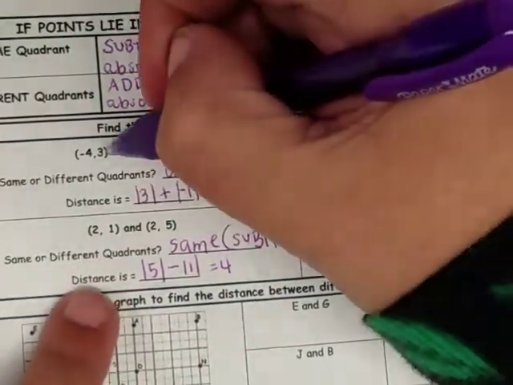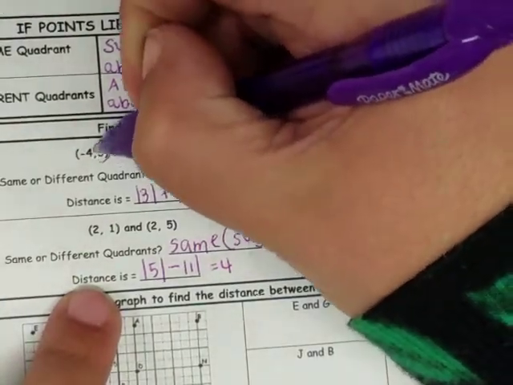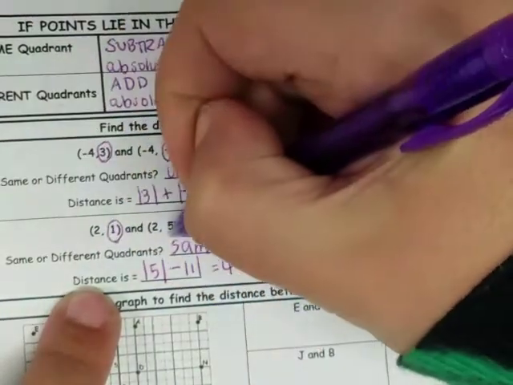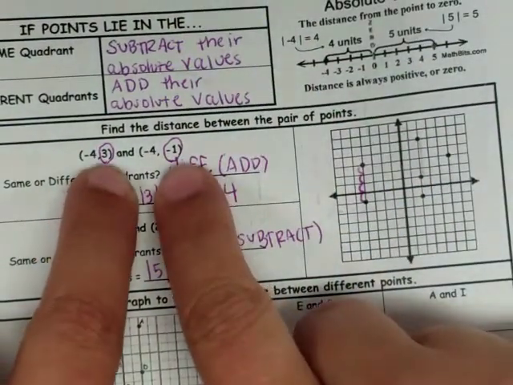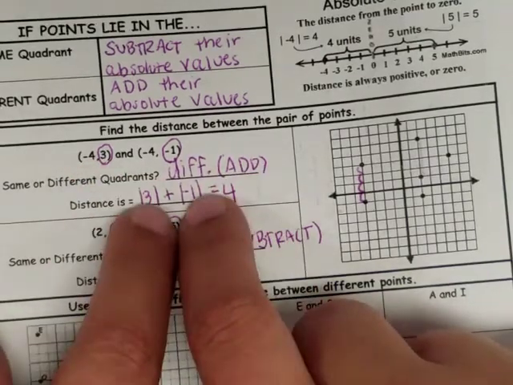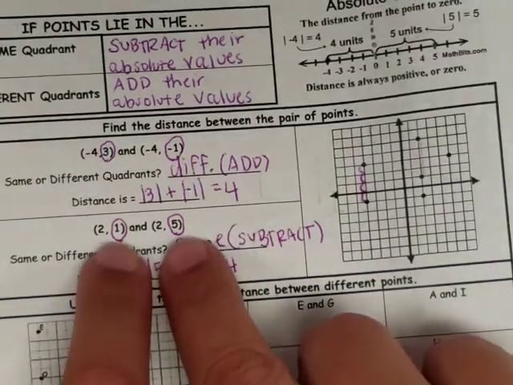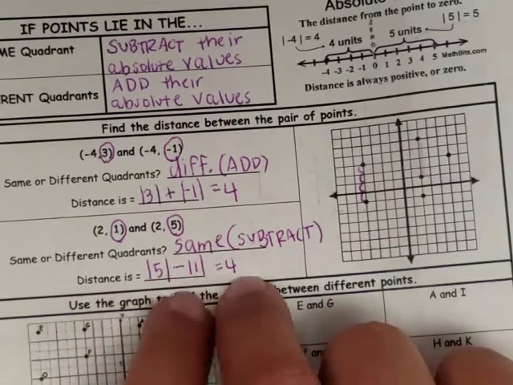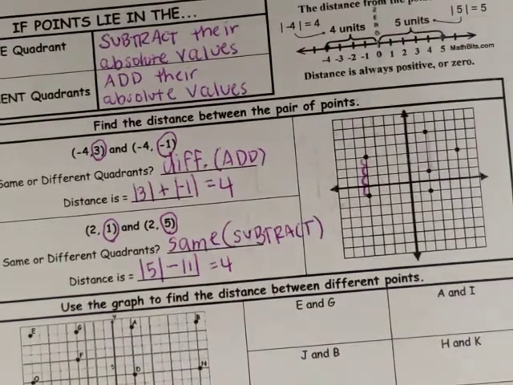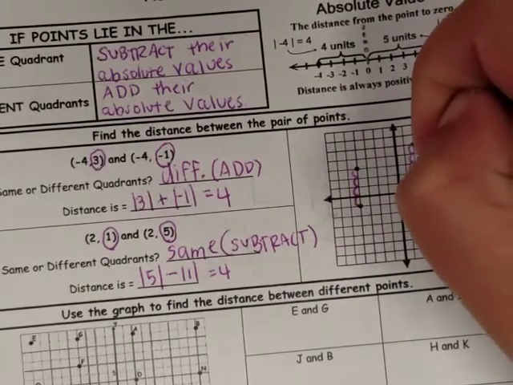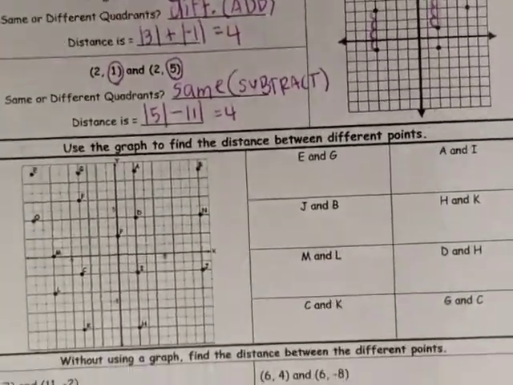What we looked at really in both of these problems were the points that were different. We decided, are they in the same quadrant? No. Since they're in different quadrants, we added their absolute values. And here, these are in the same quadrant because they're both positive, so we subtracted. The absolute value of 5 minus the absolute value of 1, and then we got 4. Again, you can just count the distance. 1, 2, 3, 4.